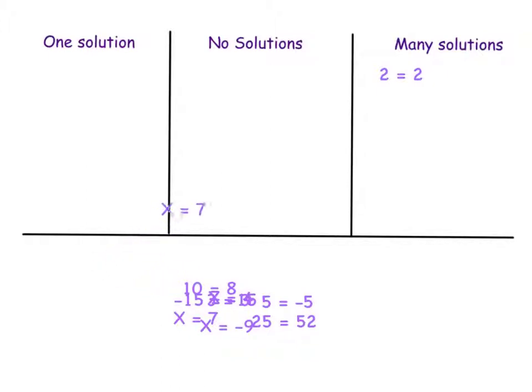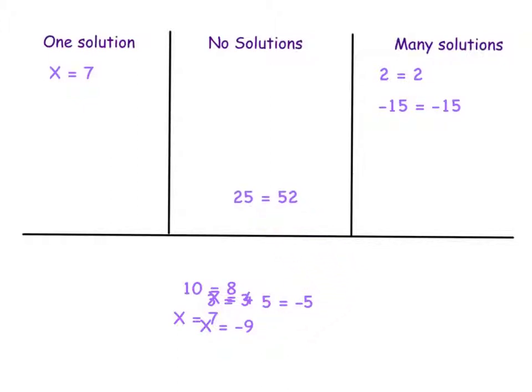What about this one? X equals 7. X equals 7, that's telling us that no matter what, x, or the variable, equals 7. So we only have one solution. Negative 15 equals negative 15. If you end up, after you solve the equations, with a solution like this, it means there are many solutions, that no matter what, it's going to work out.